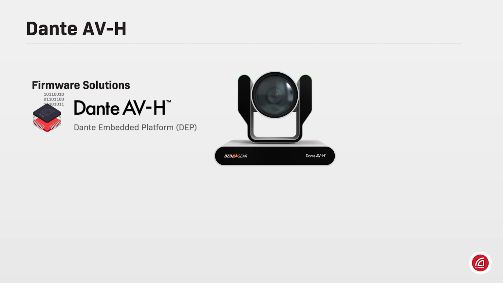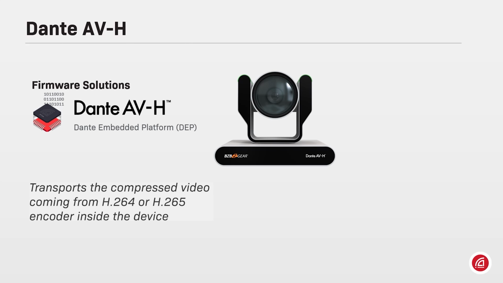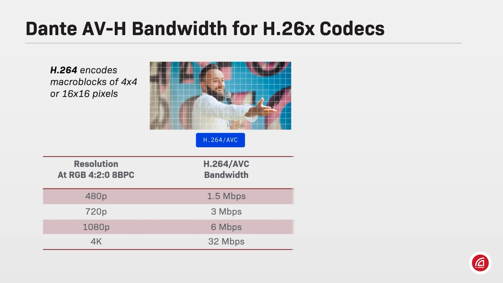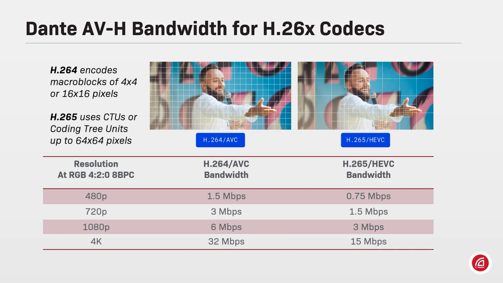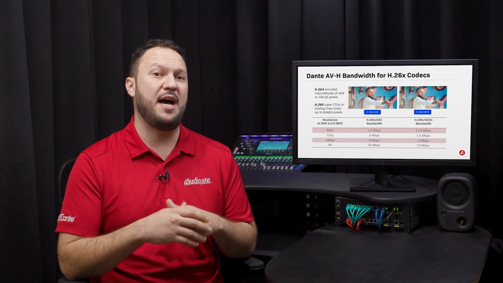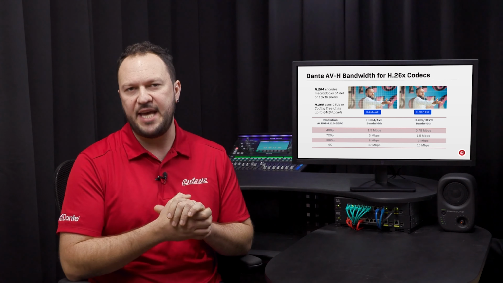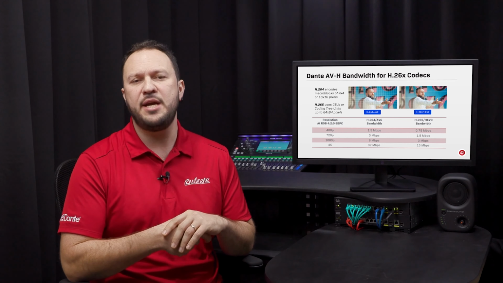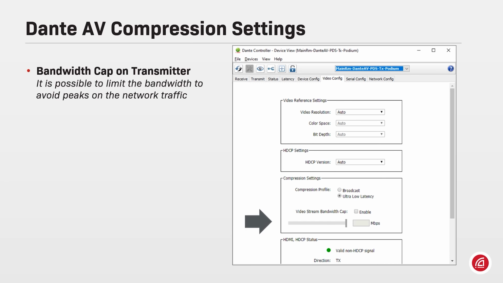Dante AV will transport the compressed video coming from the H.264 or H.265 encoder inside the device. H.264 encodes macro blocks of 16 by 16 pixels, whereas H.265 uses coding tree units that can identify important areas on the picture with a 64 by 64 block of pixels. With a more efficient sampling technique, H.265 is usually half the bandwidth of H.264 and can still bring very good image results. On the Device View Video Config tab, it's possible to limit the maximum bandwidth of a video stream coming from a Dante AV device.